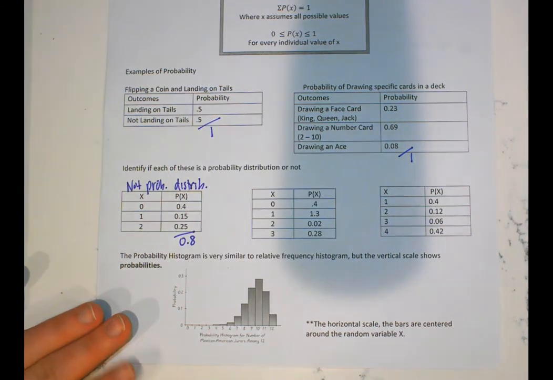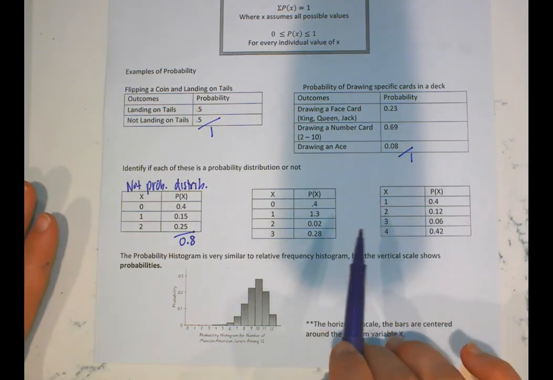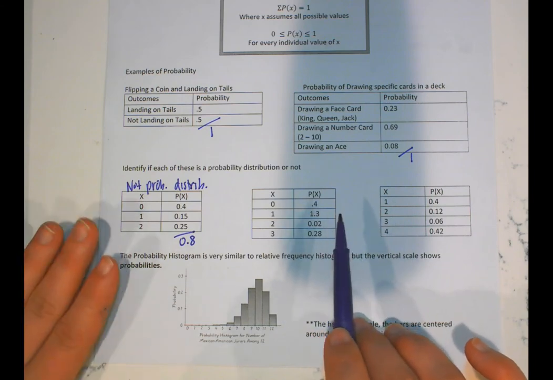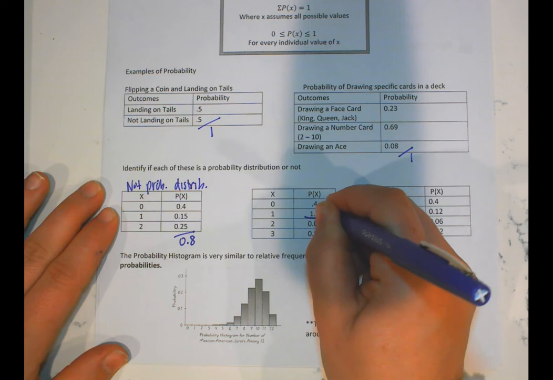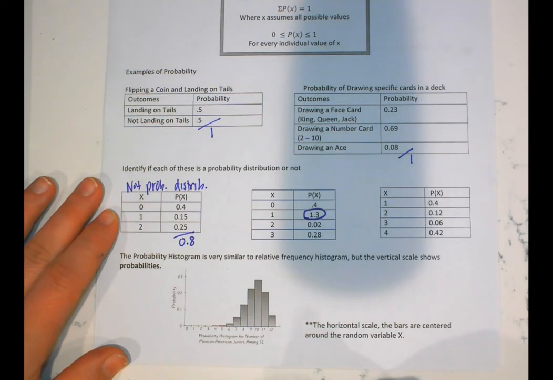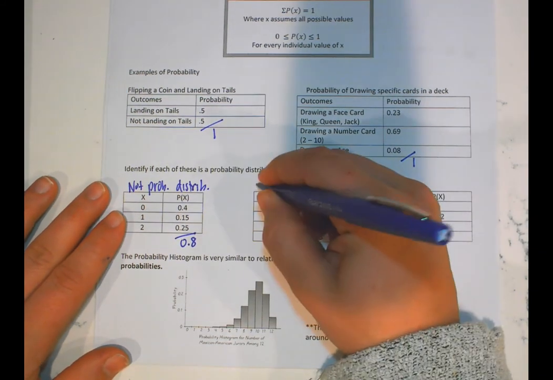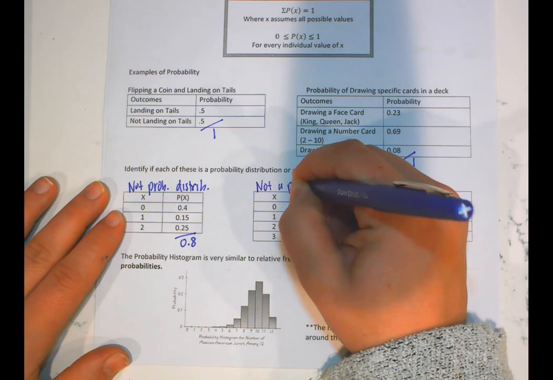So then I'm going to go to the next one. Are all individual probabilities between 0 and 1? And the answer is no. If you look here, this probability is greater than 1. So this is also not a probability distribution.